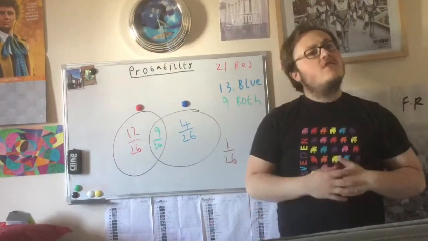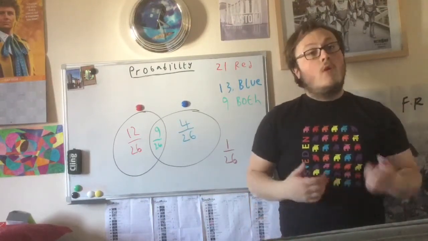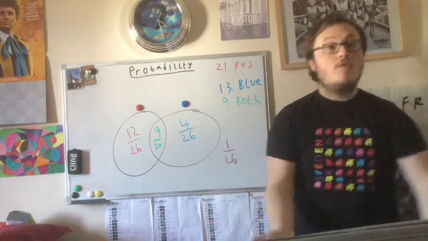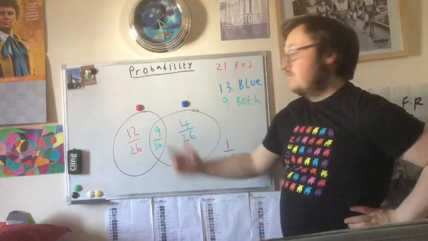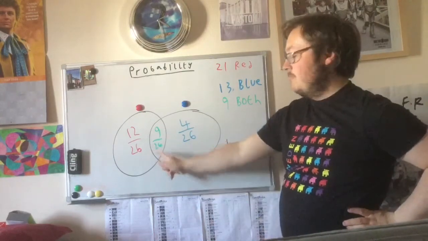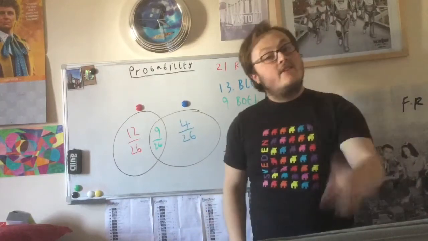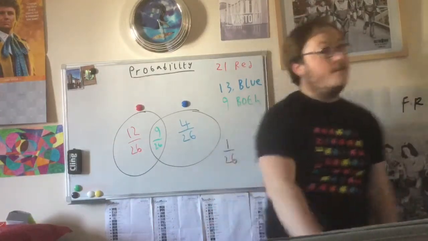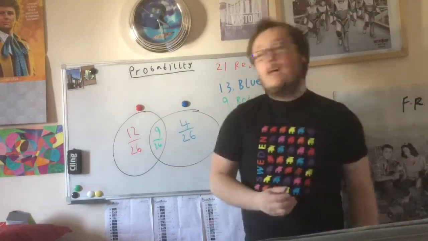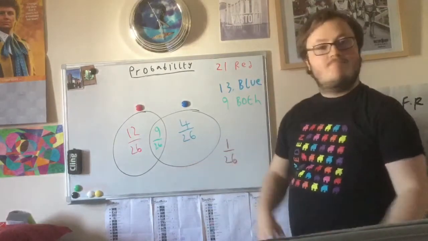Now back to the question I set you. What is the probability that I was to draw a flag that had both colours in it? Well, does the Venn diagram help us? Yes, because we have put it. That middle part represents the condition we're looking for. So the answer, the probability that if I was to draw a flag from the pot, I would draw one with both colours is 9 out of 26.